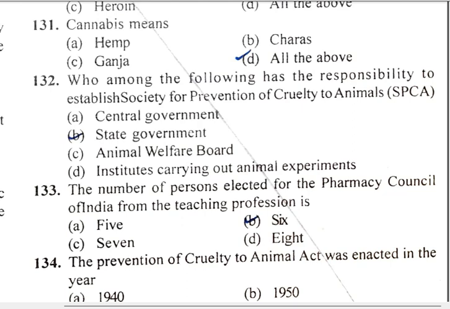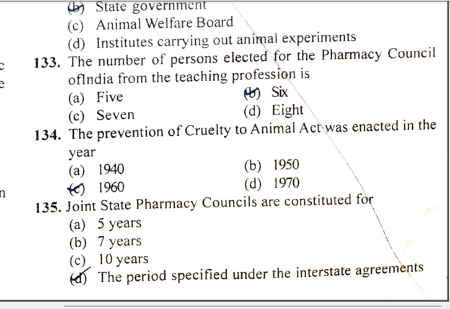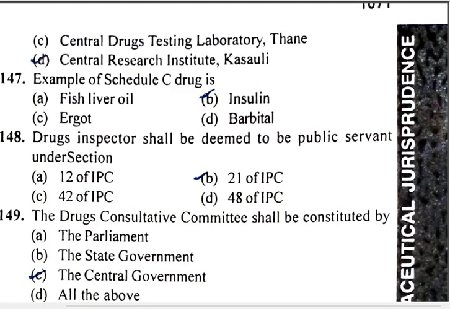The Prevention of Cruelty to Animal Act was enacted in the year 1960. Joint State Pharmacy Councils are constituted for the period specified under the interstate agreements. Examples of Schedule C drug is insulin. Drug inspector shall be deemed to be public servant under Section 21 of IPC. The Drugs Consultative Committee shall be constituted by the central government.